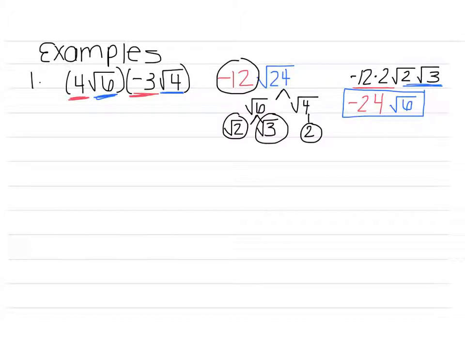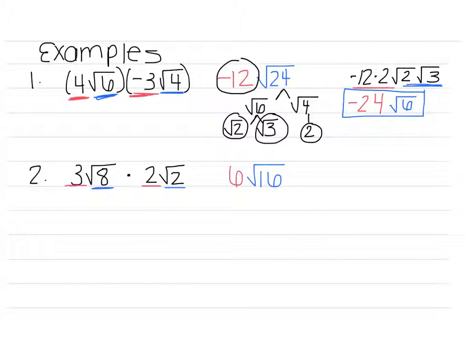Let's go ahead and look at number 2. For number 2, another multiplication. This time I'm going to write it with the multiplication sign instead of the 2 parentheses. So multiply your coefficients. 3 times 2 is 6. Multiply your radicands. 8 times 2 is 16. And we're going to simplify from there. The square root of 16 is 4. So we end up with 4 times 6, which is 24.